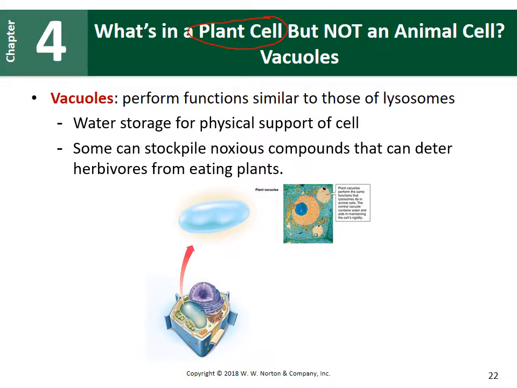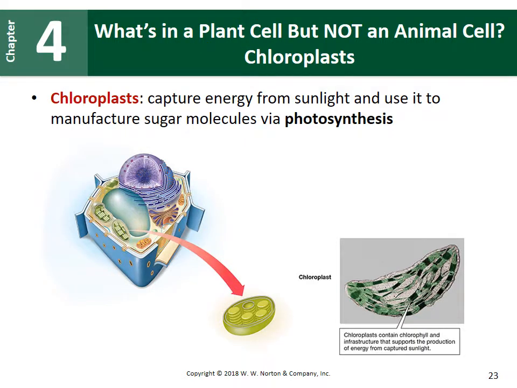Some vacuoles will stockpile noxious compounds that will be released when a herbivore eats a plant. So they also perform storage functions. In addition to the vacuole, plant cells also contain chloroplast. And chloroplast, this is an organelle that will capture energy from the sun and use it to manufacture sugar via the process called photosynthesis. And we will take a look at photosynthesis in chapter 5 along with cellular respiration.